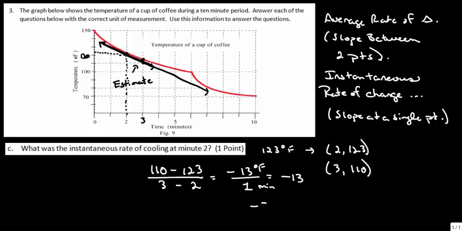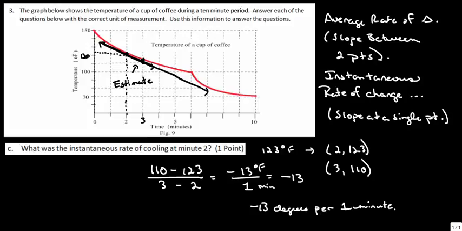So we have negative 13 degrees Fahrenheit per 1 minute. So the rate of change at 2 is negative 13 degrees per minute, or we're cooling off by 13 degrees per minute at time 2. Now, of course, that will change depending on what other time we're at.